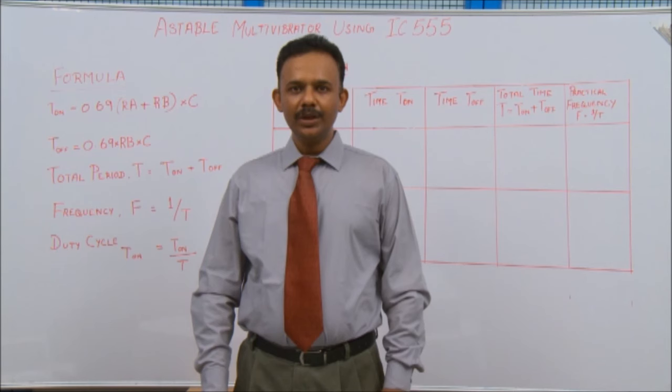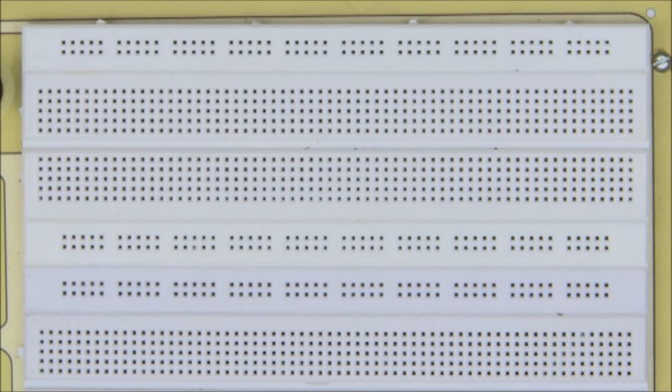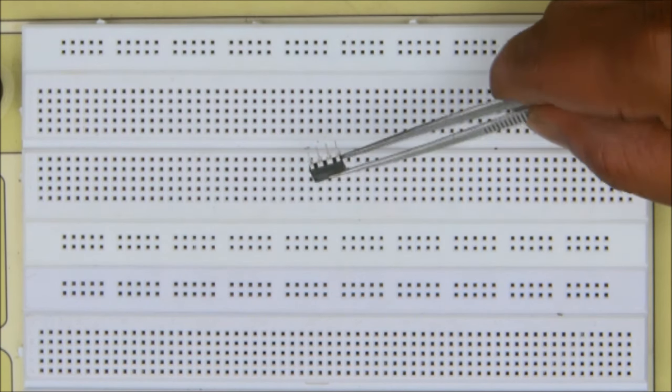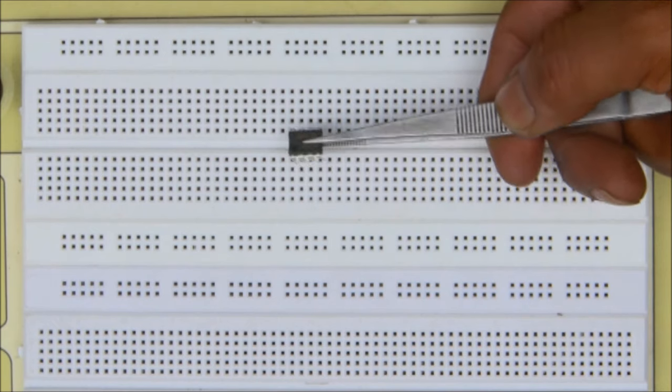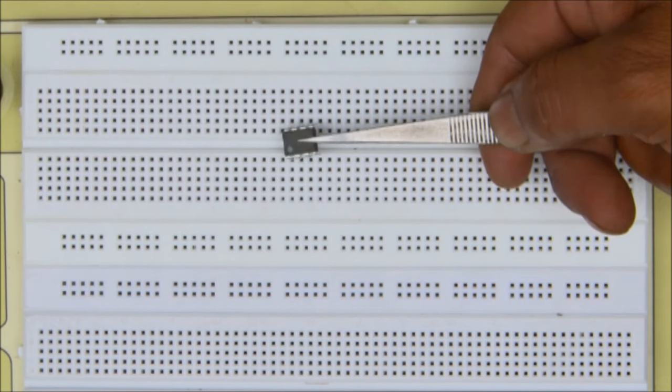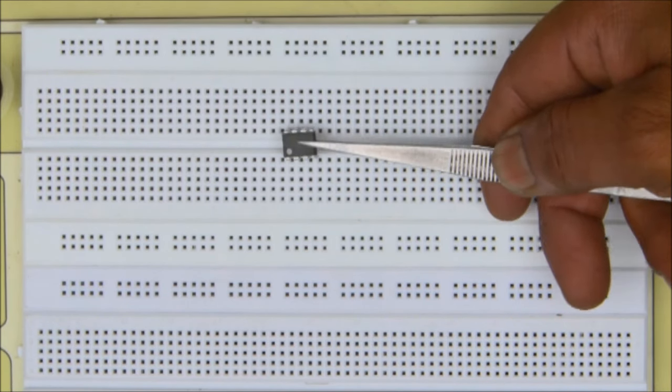Hello students, today we are going to do the experiment Astable multivibrator using IC555. Take an NE555 IC with a DIP dual in line package. Place the IC between the center of the separator.